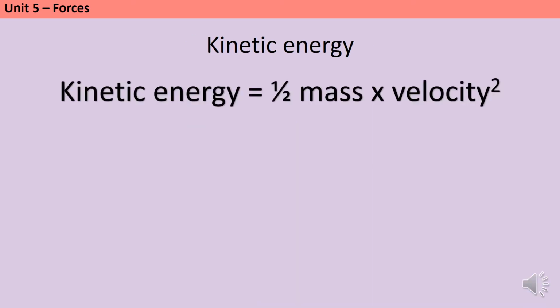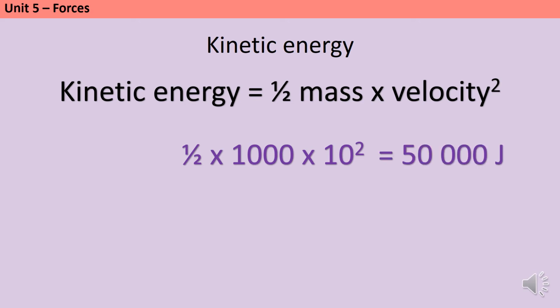The 10th equation from the physics equation sheet that you need to memorise is for kinetic energy, so the amount of energy that moving objects have. We know that we can calculate kinetic energy by doing half multiplied by the mass of an object multiplied by its velocity squared. So let's say I had a car that had a mass of 1,000 kilograms and it was moving at 10 metres per second. It has half times 1,000 times 10 squared joules of kinetic energy, which is 50,000 joules.